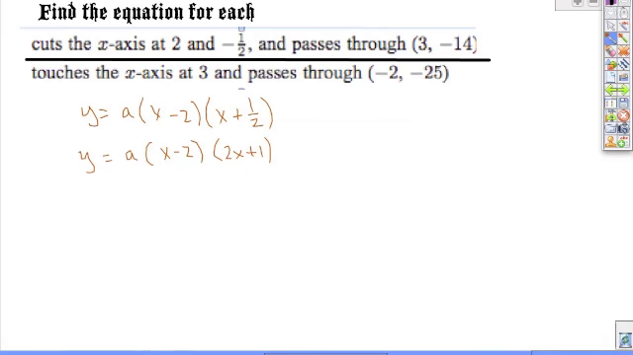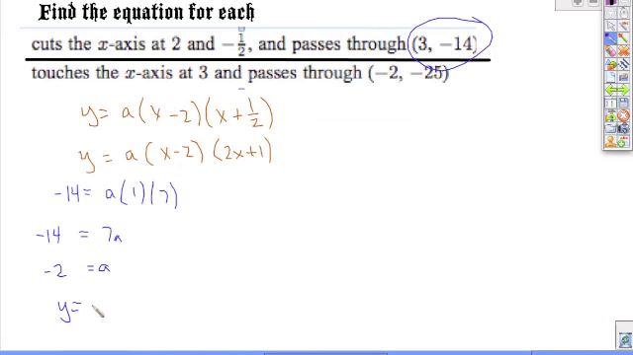Before we can say that we have the equation, we need to figure out what A is. And to do that, we're going to use this point that we are given. 3 minus 2 is 1. 2 times 3 is 6 plus 1 is 7. So A is -2. My intercept form equation is y equals -2 times x minus 2 times 2x plus 1.